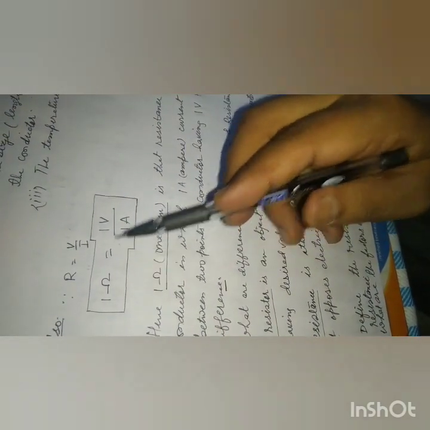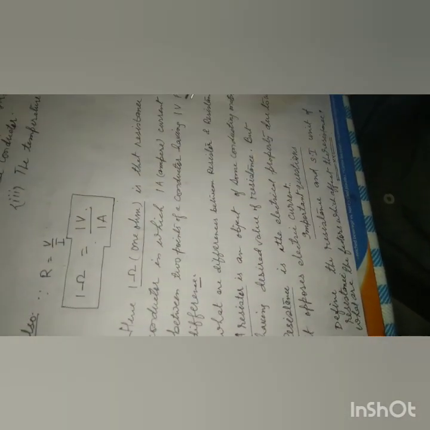R is equal to V by I. In numerical value, 1 ohm is equal to 1 volt by 1 ampere. The question is generally asked: what is 1 ohm? Define 1 ohm. So 1 ohm is defined as that resistance of a conductor in which 1 ampere current flows between 2 points of a conductor having a potential difference of 1 volt. This is 1 ohm.